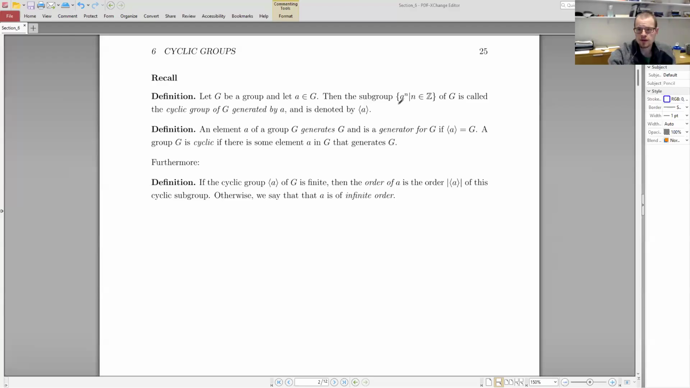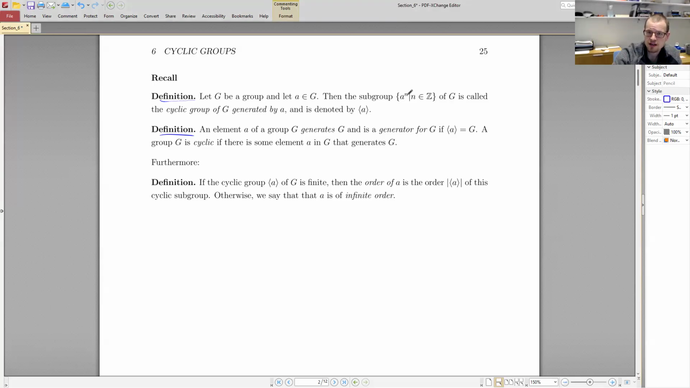We want to recall a couple of definitions regarding cyclic groups, of course, and then give one brief detail that may be new. All right. So we want to recall definitions for cyclic groups and cyclic subgroups. So let G be a group and let A be an element of that group. Then the subgroup that is generated by that element, right? So that's what this is referring to.